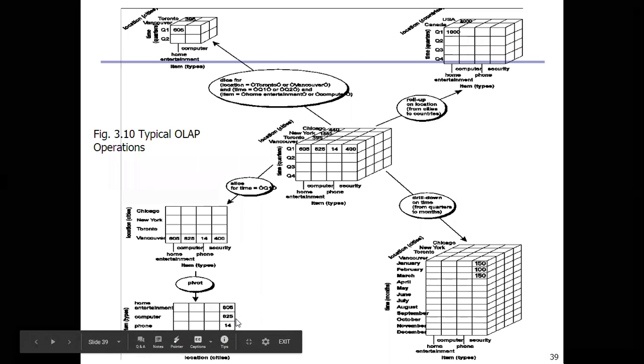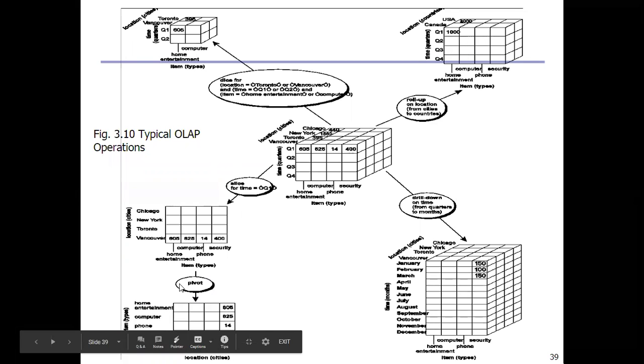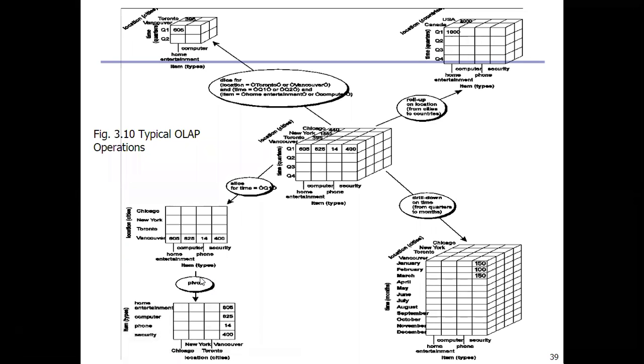So we are rotating it clockwise. So what will happen? The item will go onto the y axis, and yes, everyone agrees with this, and the location will be used as the x axis. So according to the user's view, we can rotate our databases. So this is possible using only a pivot operation of OLAP. Okay, so I hope everyone agrees with this diagram.